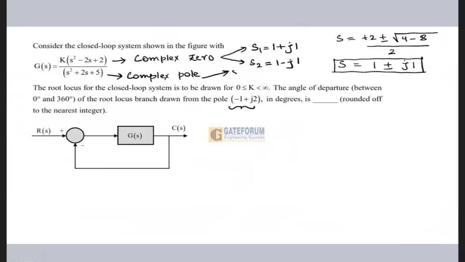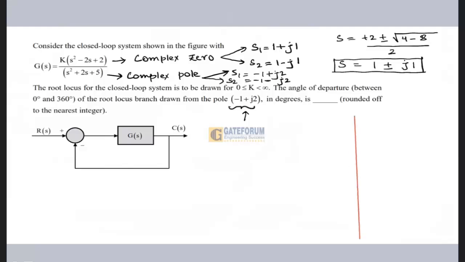So here minus 1 plus j2 they have already given. So one of the poles would be minus 1 plus j2 and the other will be minus 1 minus j2, right? If you want, you can find it also, but no need, because they have already given that you have to find the angle of departure for one of the complex poles. So if one pole is minus 1 plus j2, the other will be the complex conjugate of this, so minus 1 minus j2. Okay. So now I'm ready to draw the pole-zero map.